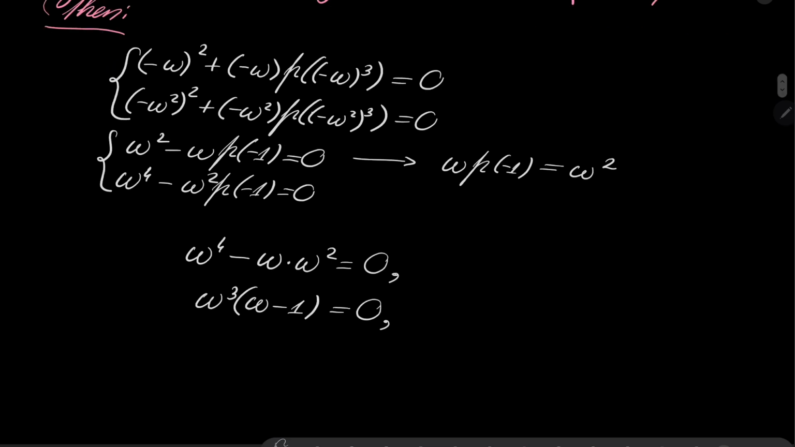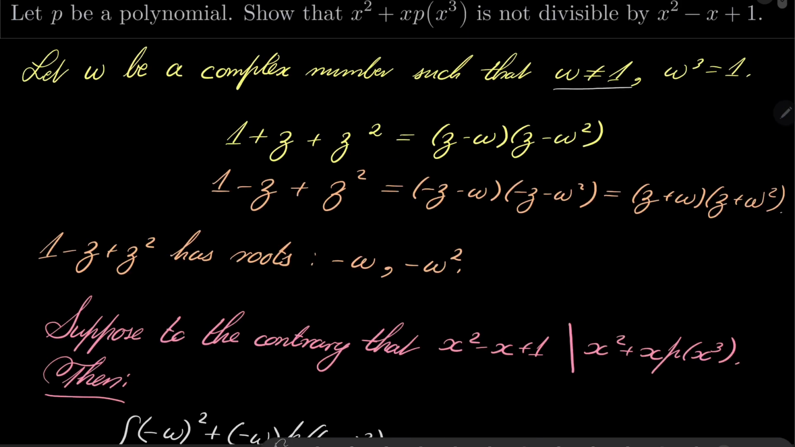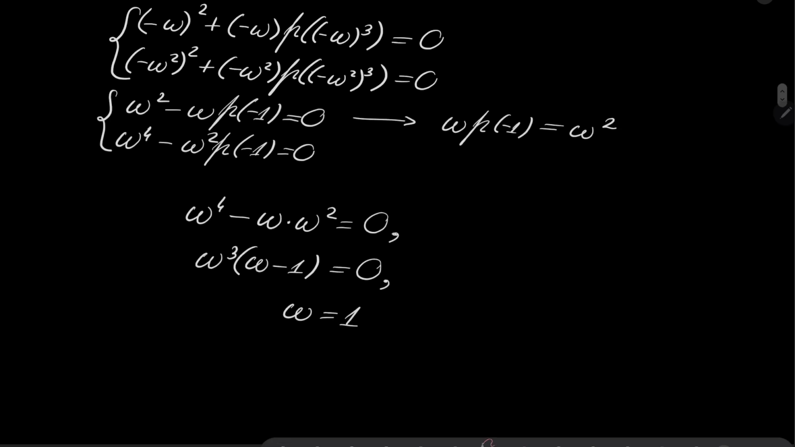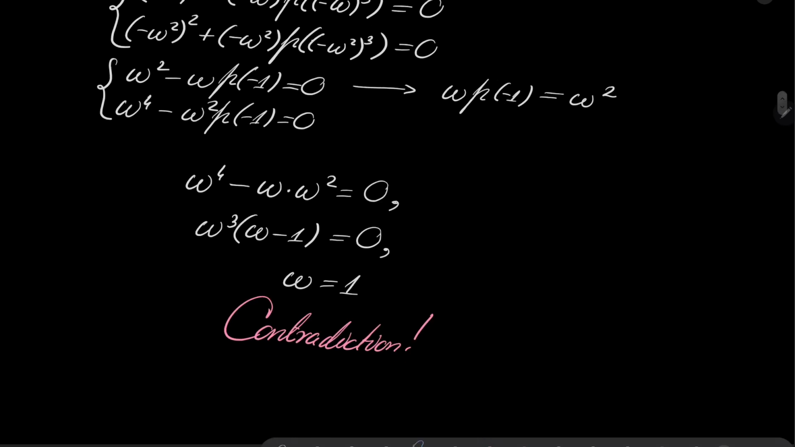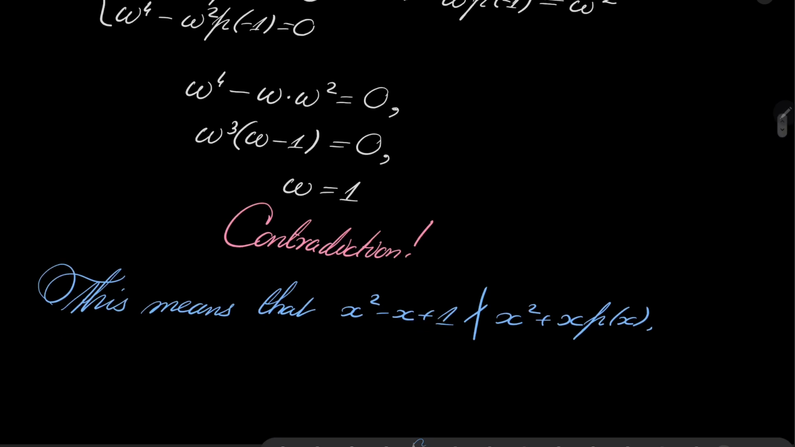And notice that omega cubed is 1, so we get omega equals 1, which is contrary to the fact that omega is not 1. So here we have a contradiction, which means that x squared minus x plus 1 does not divide x squared plus x times p of x cubed. And this closes our proof.